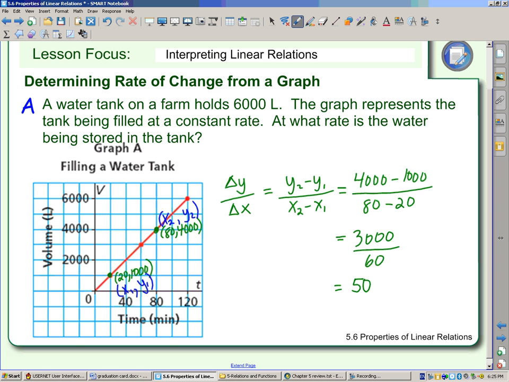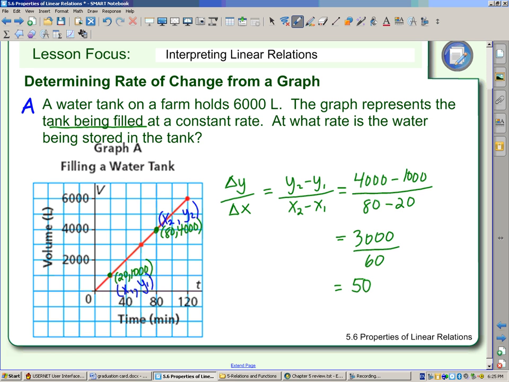I said that's 50. 50 what? What does that represent? That's the rate at which the water is being filled, right? The tank is being filled. Well, how fast is it being filled? It is being filled 50. How does that work?